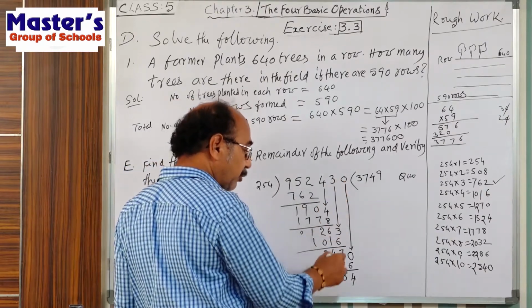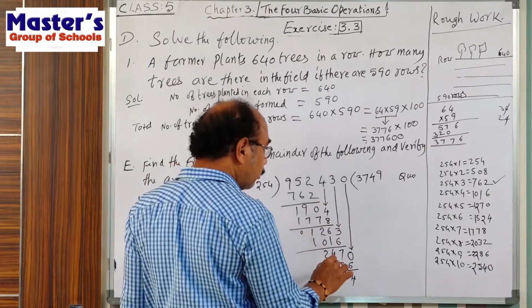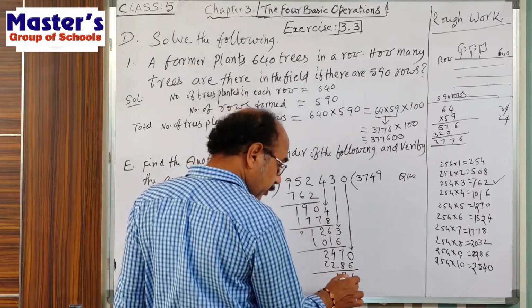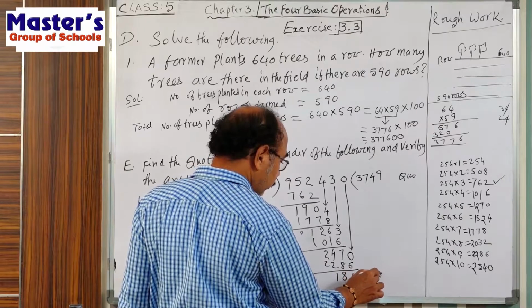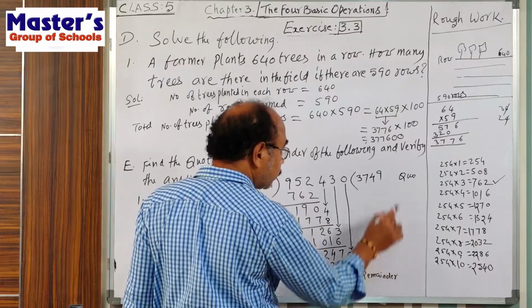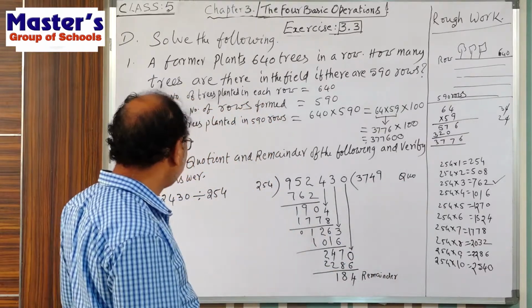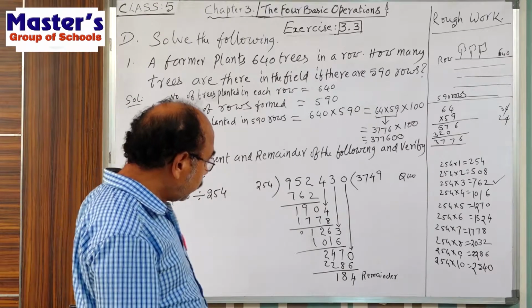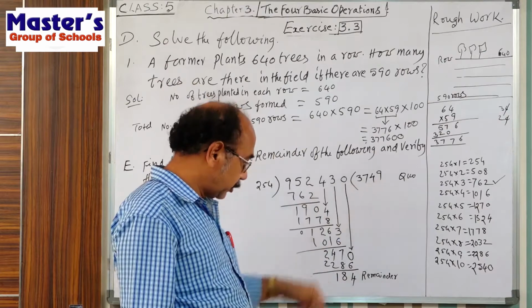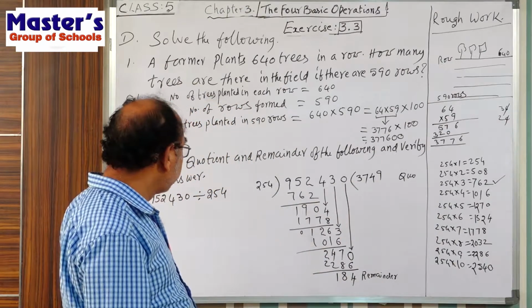Here all digits are over, so no digit to bring down. So the division is completed. This is what, 184 is the remainder. This is the question, children. Division work is short. 3740 is the quotient. Remainder is 184.